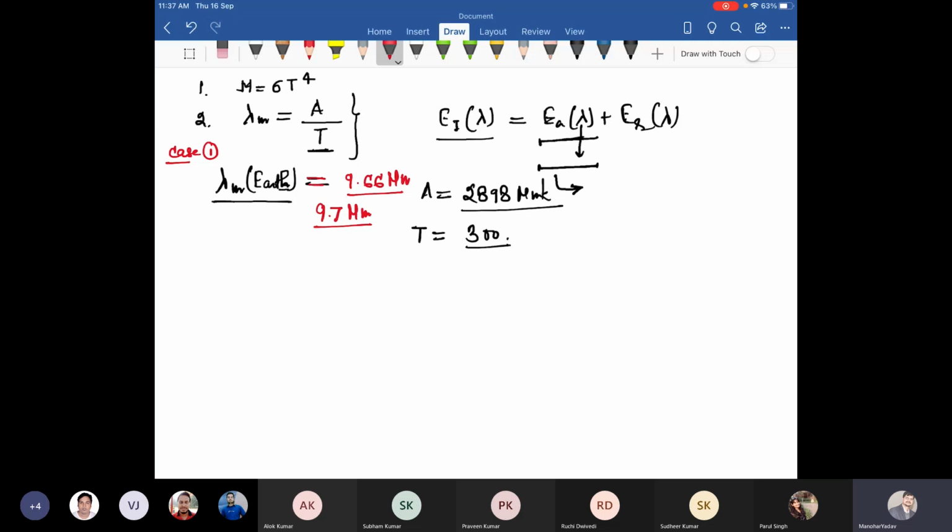Now consider the second case, where you are going to measure lambda m for the Sun. In the case of the Sun, the temperature is 6000 degrees Kelvin. Let me know. Sir, 0.483 micrometer. 0.483.